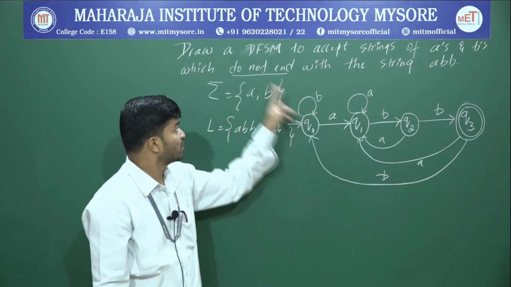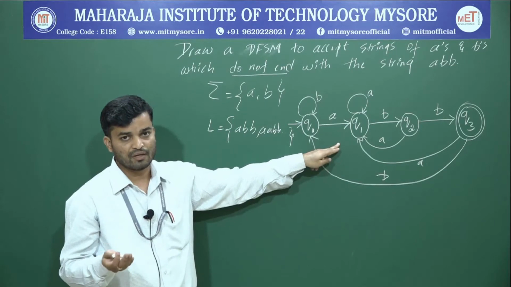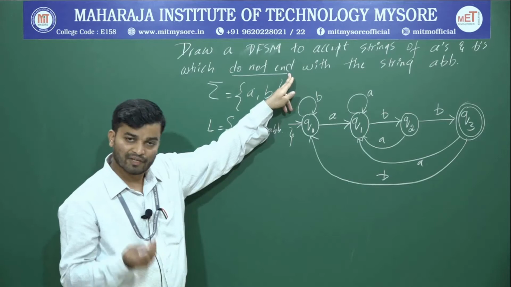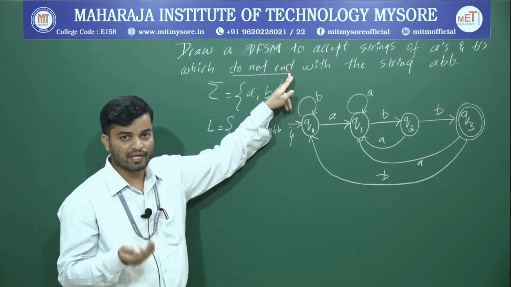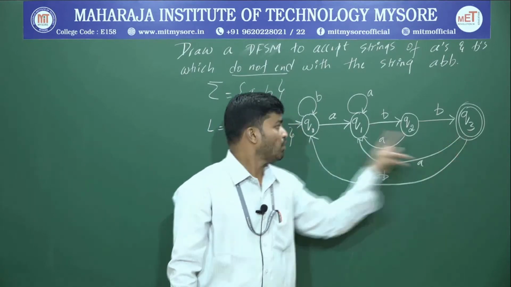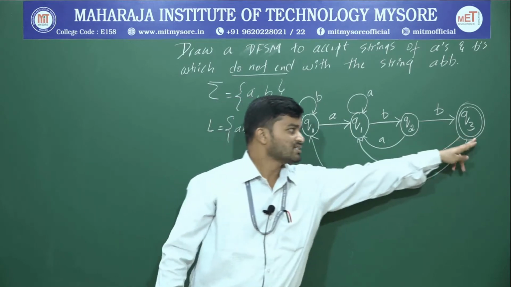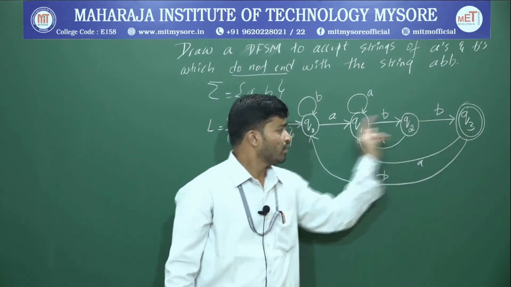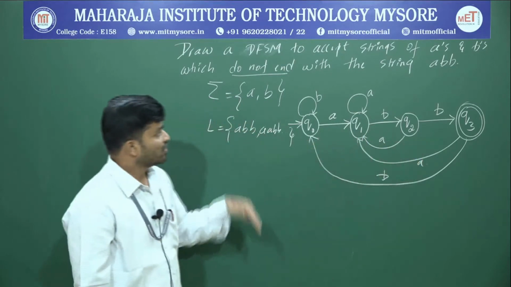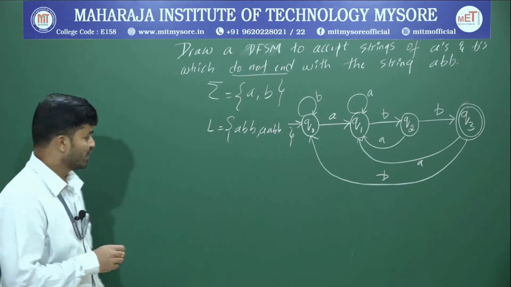Now, I have to construct for not ending with ABB. For that, we will take the negation. Whenever there is a problem of not ending, first you construct for ending, then you take the negation. How to take the negation? Make the final state a non-final state, and all non-final states final states. That's it. So, construct for ending with ABB, and then take the negation.